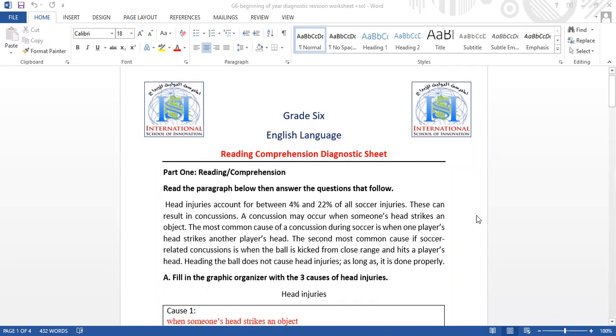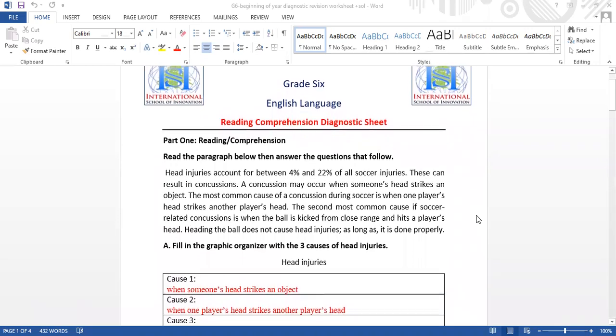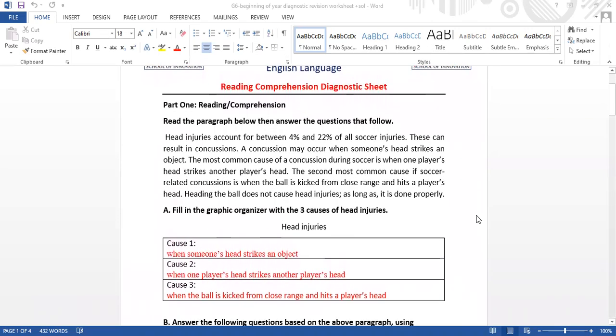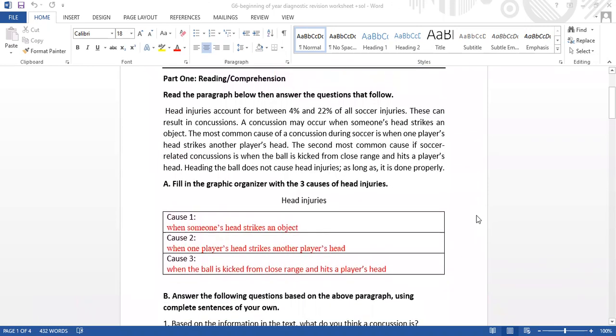So you remember today in class, we were solving this worksheet, the reading comprehension diagnostic worksheet. So in part one, you have to read this paragraph. It says the following. Head injuries account for between 4% and 22% of all soccer injuries.